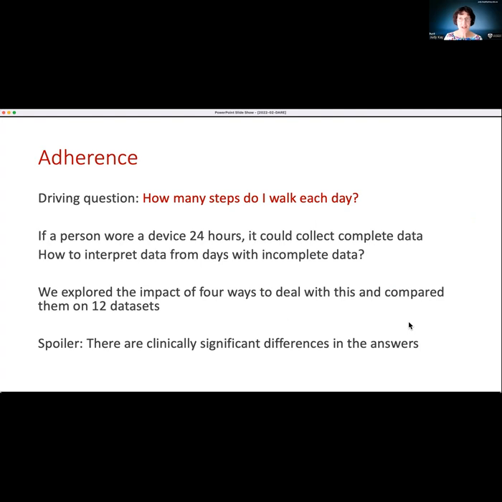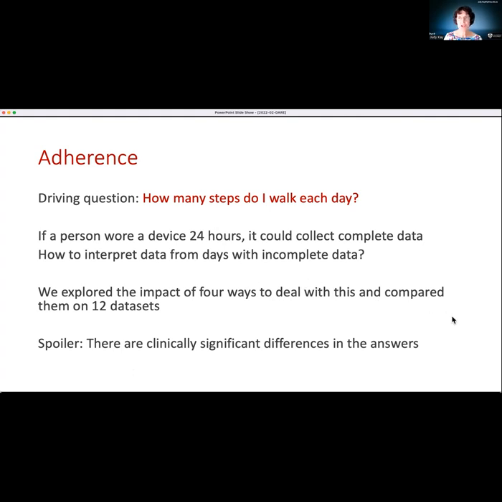So, you know, we have a driving question. You want to know, how many steps do I walk each day? I mean, really, we ought to be able to work that out from the data. And we know that if you wore the device for 24 hours a day, they do work pretty well, and it would be perfect. But our notion was that your adherence is a measure of how close you are to using the device in a way that makes it perfect, which of course most people can't for a lot of reasons.